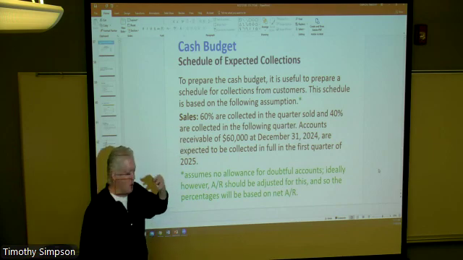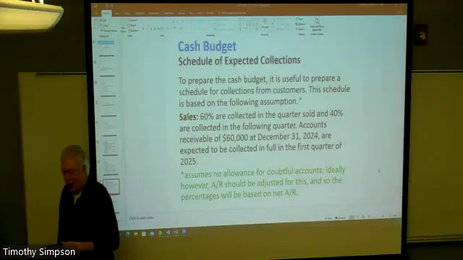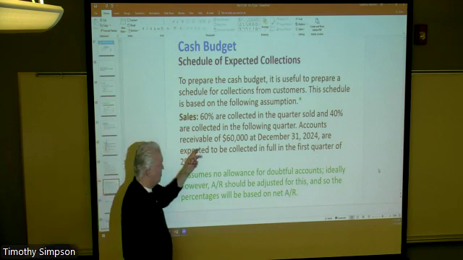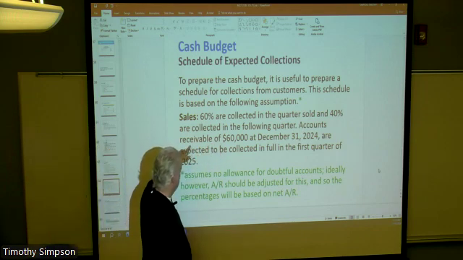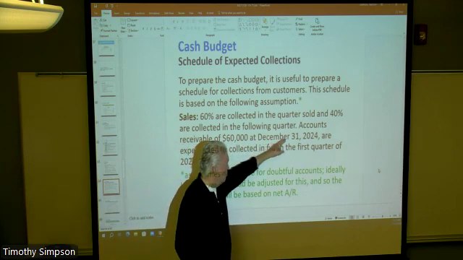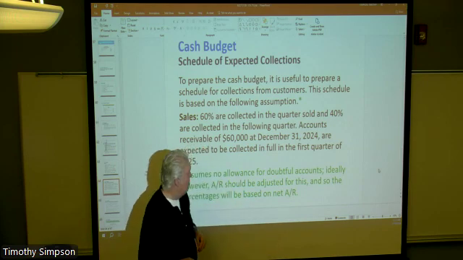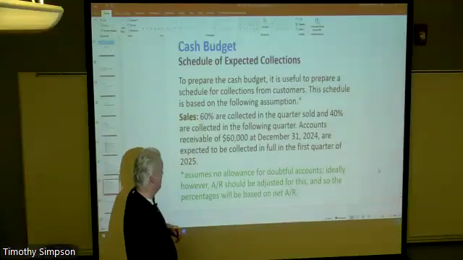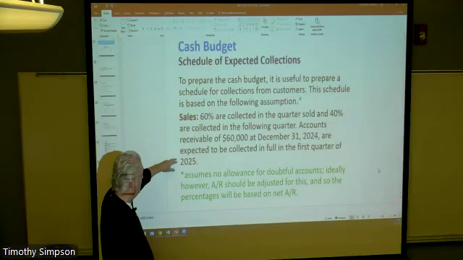Remember, a lot of companies sell to other companies, and they don't sell for cash; they sell on credit. So we have a sale and an account receivable being generated, and the account receivable is sometimes not collected that quickly. That's part of the landscape of doing business with other businesses. The assumption we start out with is that accounts receivable are 60,000 as of December 31st, 2024. Remember, we're doing 2025 budgeting, right? They're expected to be collected in full in the first quarter.